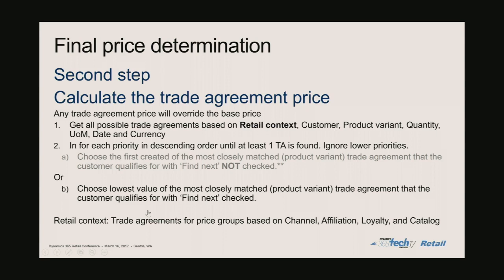Okay, and for price we do this, and it's unfortunate that right now it's different, but in price we'll honor a more closely matched trade agreement over a looser one. And what that means is a variant price will be used before a master price. So the closest match on the product.